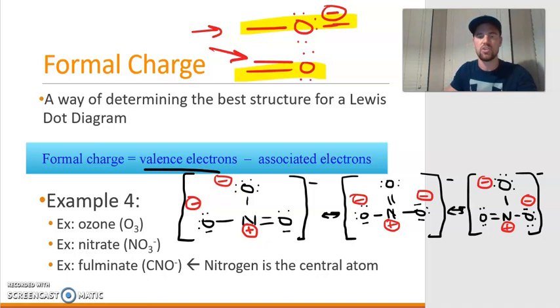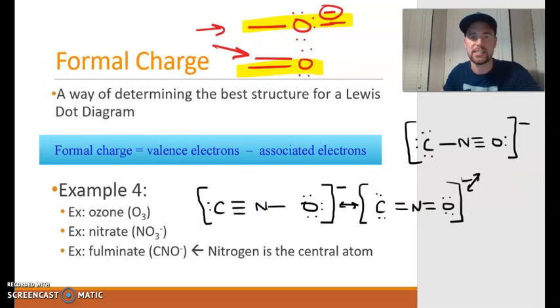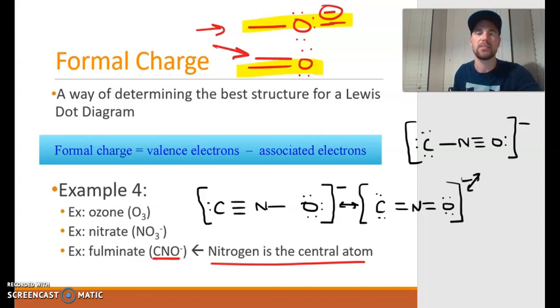All right, let's do one more together. Let's do fulminate. So once again, to save us some time, I went ahead and drew in the Lewis dot structures for fulminate. Notice for fulminate, I had to tell you that nitrogen is the central atom, because if you were to just look at this, based on what we've done so far in this topic, you would have assumed, rightly so, that carbon would be the central atom. But fulminates are actually different types of ions, and so I had to specify for you, and I'll specify that in those cases what the central atom is.